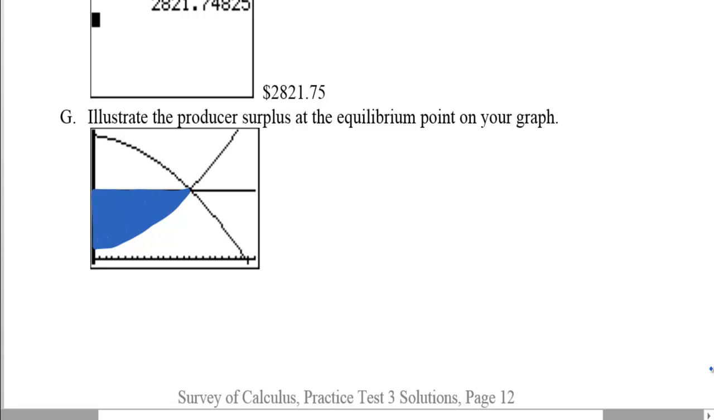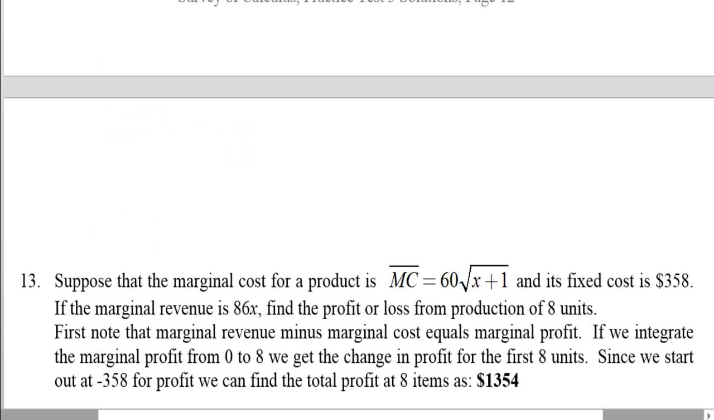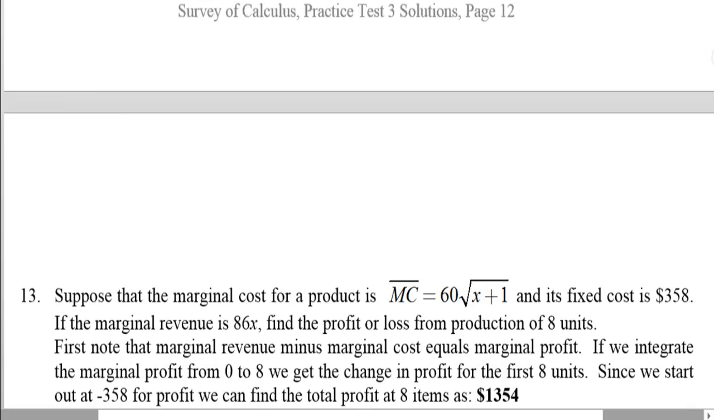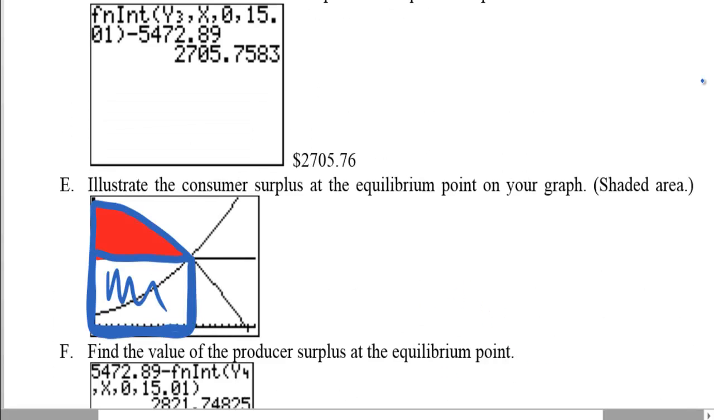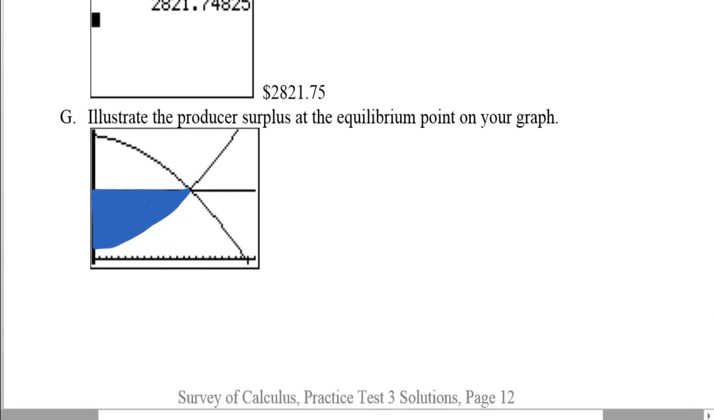Now, the producer, on the other hand, gets a bonus too, and it's the blue area here, which is our rectangle minus the integral. And so that is given by this amount right here in blue. And so we can do that as the area of that rectangle minus the numerical integral.